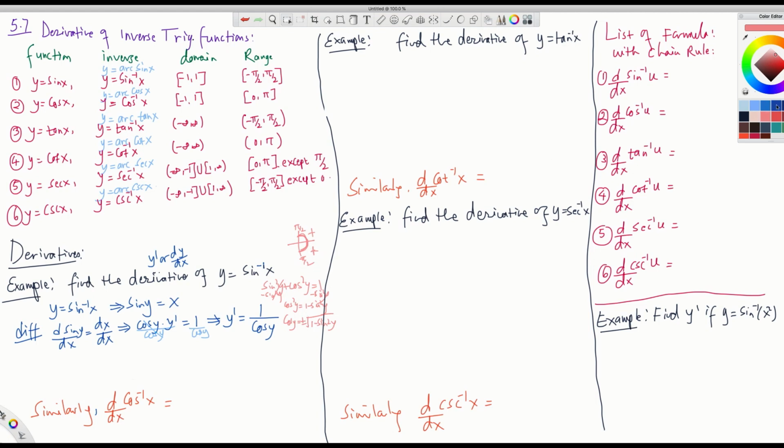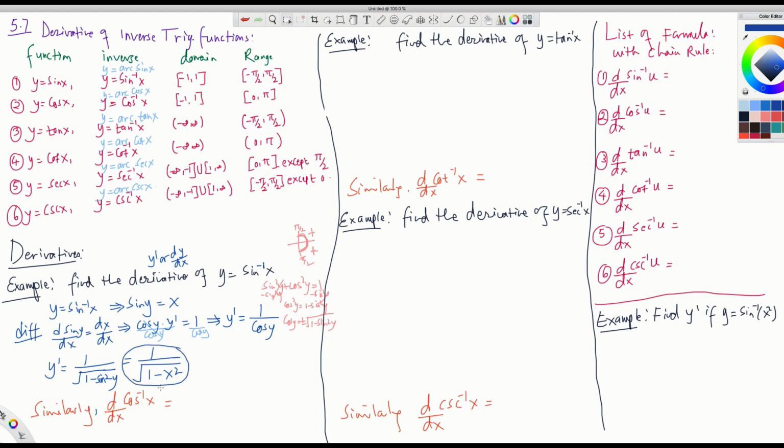So what I'm going to do next is write y prime equals 1 over cosine y. I am taking the plus one only. So you can write the square root of 1 minus sine squared y. So that is the value of cosine y. Let me write it in terms of x: under the root 1 minus, what is the value of sine y? Sine y is x. So sine squared y will be x squared. This is the derivative of sine inverse x.